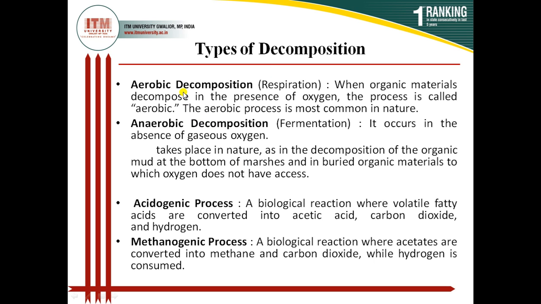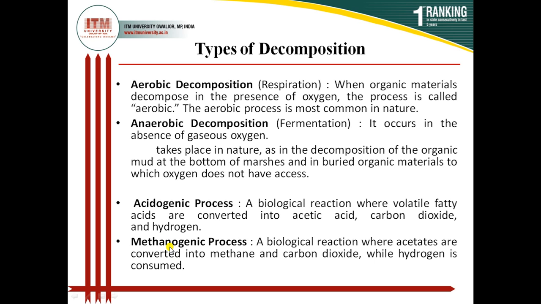So for the decomposition, these acidogenic bacteria work in both cases, aerobic and anaerobic decomposition, because first the complex organic matter is converted into simpler form of volatile fatty acids and acetates. So these fats are converted into acetate, then these volatile fatty acids. If the process is aerobic, these acidogenic bacteria will work further, and this volatile fatty acid is converted into acetic acid, carbon dioxide and hydrogen.